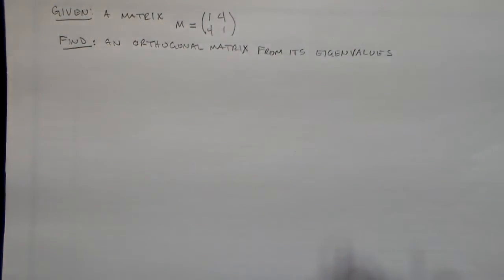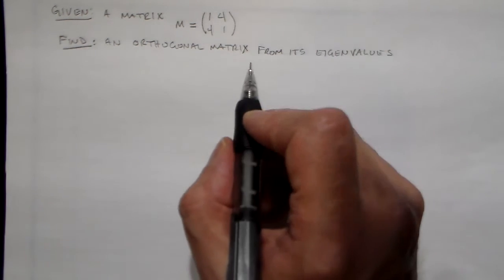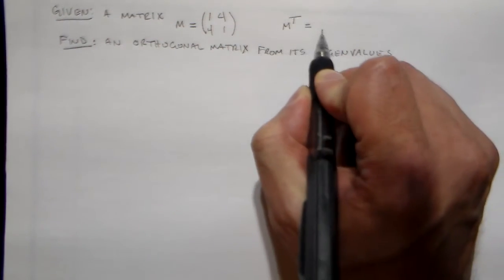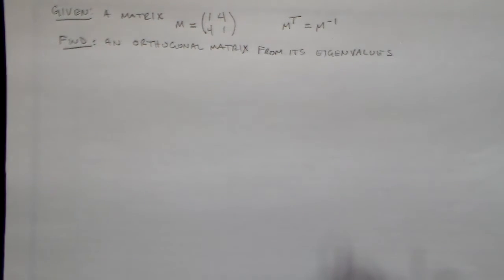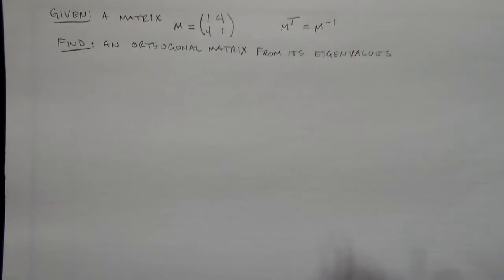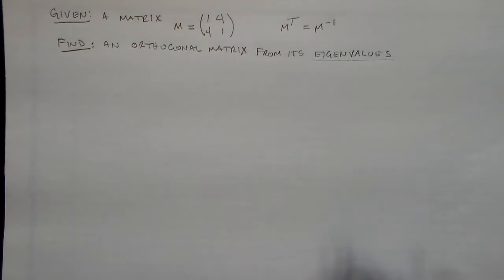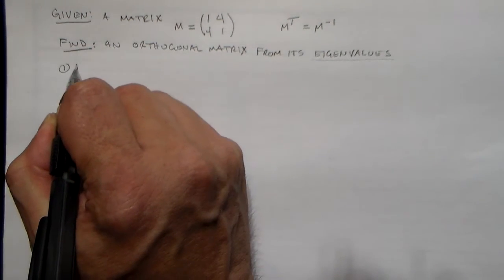Okay, so let's see here. How does this work? Well, first, I should remind you what an orthogonal matrix is. An orthogonal matrix is a matrix whose transpose is equal to its inverse. Sort of the definition, and then I just have to find it. The way we do that is, first we find the eigenvalues. So we have to find the orthogonal matrix from the eigenvalues, and then we just use the eigenvectors as column vectors in the matrix. That's really it. So first we'll find the eigenvalues.